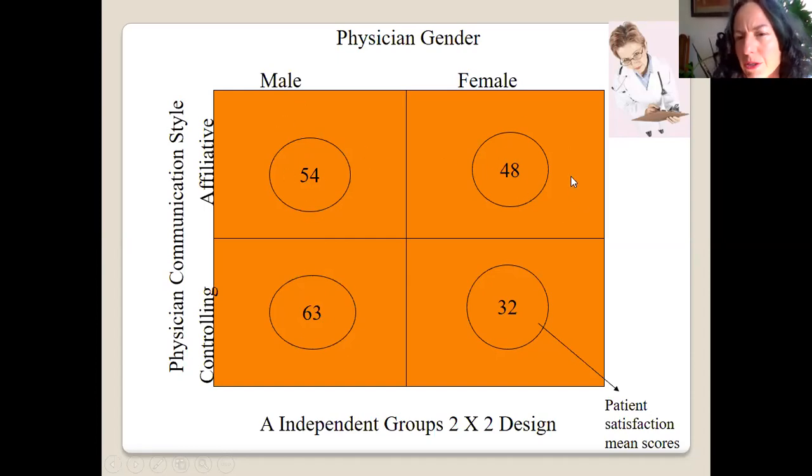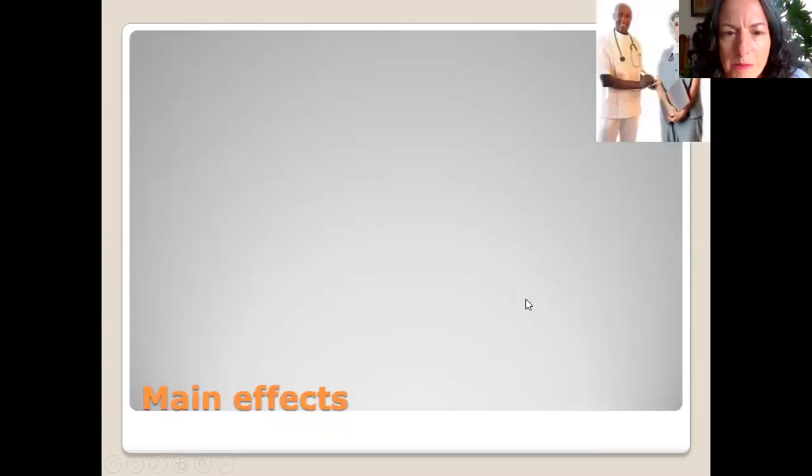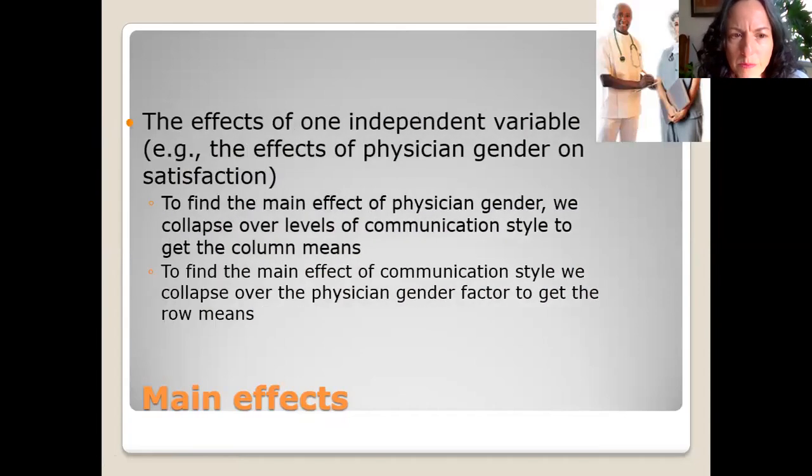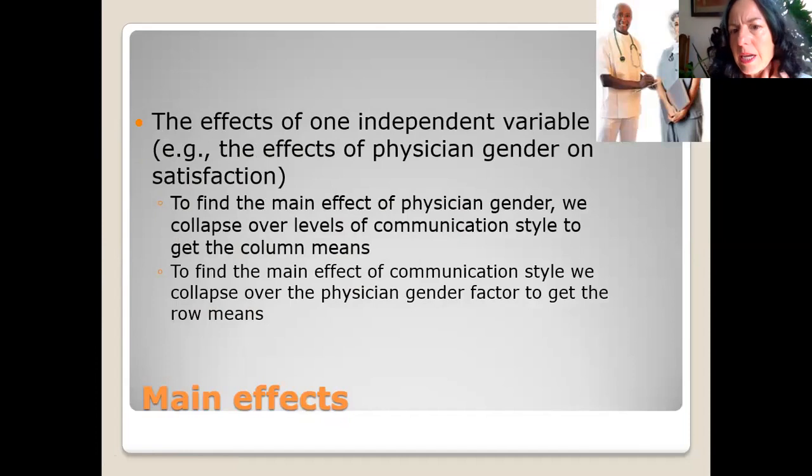But with the female doctor, what you found is that when she was super nice, she got rated better than when she was controlling. So a bit of sexism in there. Okay, well, we're going to talk about the kinds of effects that can come from this sort of study. So one is a main effect, and that's the effect of one independent variable. So, for example, the effect of physician gender.